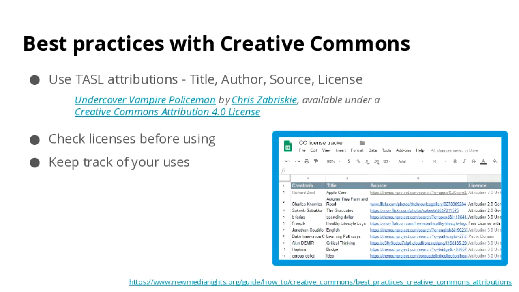So this is best practices for web-based things, right? Undercover Vampire Policeman, a song by Chris Zabriskie, so that's the author, is available under the Creative Commons Attribution 4.0 license. So we have the link to the license to clear up that problem of, this is confusing, I don't know what this means. So it's really easy for someone to click through and say, oh, I can do whatever I want with Undercover Vampire Policeman as long as I attribute Chris Zabriskie.